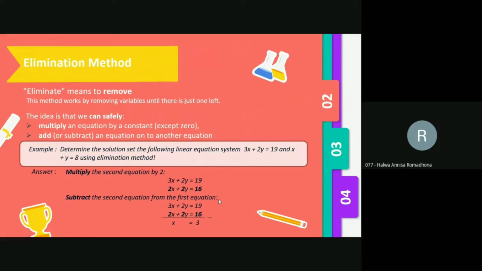First, multiply. We see there is a 2y and a y, so let's work on that. Multiply the second equation by 2. So the second equation becomes 2x plus 2y equals 16. Then subtract the second equation from the first equation. 3x plus 2y equals 19 minus 2x plus 2y equals 16. So we know x is 3.